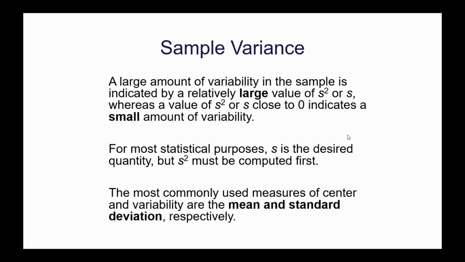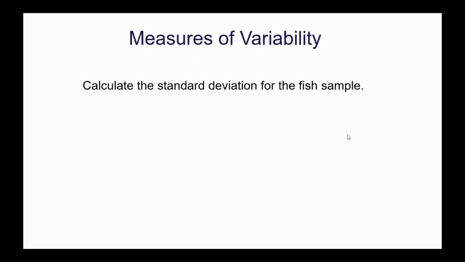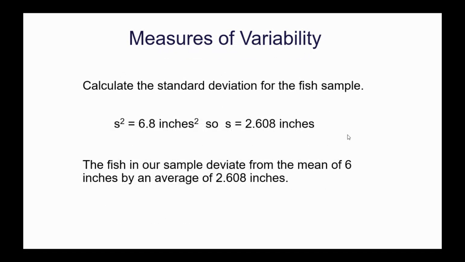So let's calculate the standard deviation for that fish example. Remember, all we have to do is take the square root of our variance. The variance was 6.8. So you take the square root of it, and that gets you approximately 2.608 inches.